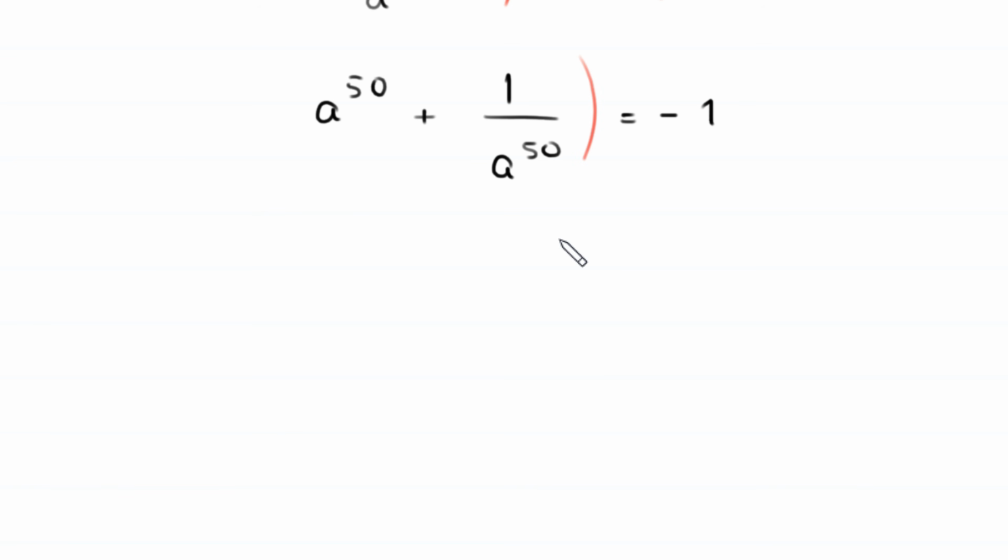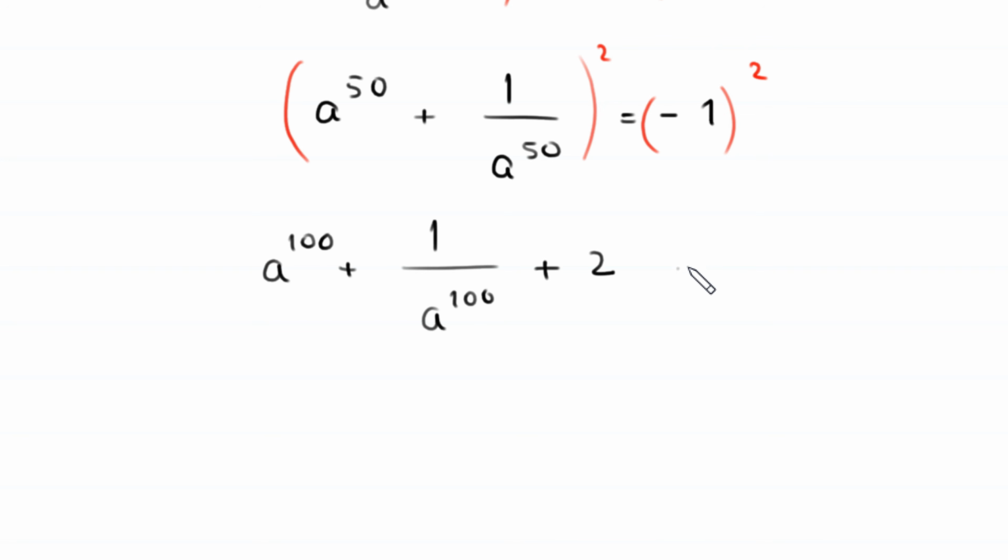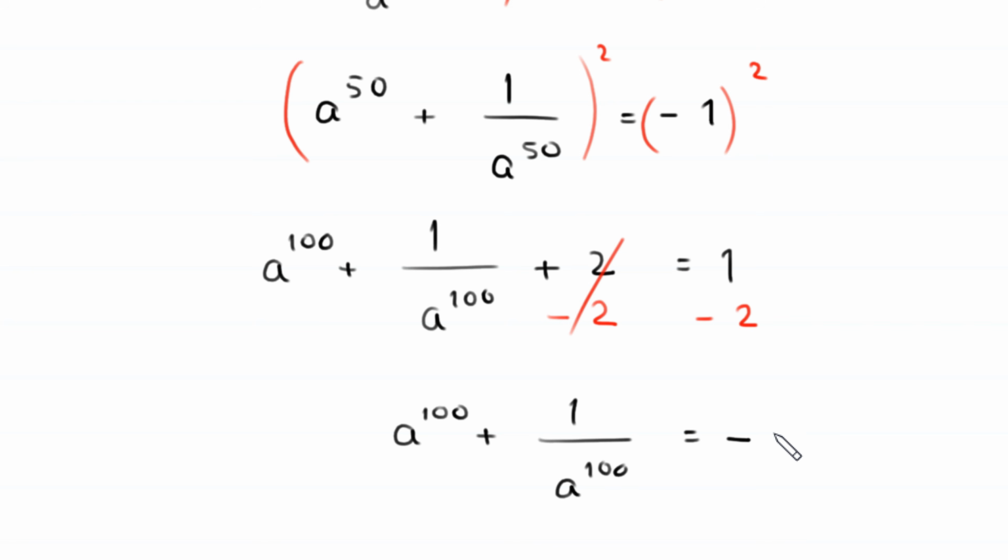Now we square both sides of this equation. So expand this left hand side, this will become a to the power 100 plus 1 over a to the power 100 plus 2 equal to negative 1 squared, which is positive 1, and we subtract 2 from both sides. So this cancelled out and we are left with a to the power 100 plus 1 over a to the power 100 equal to negative 1.